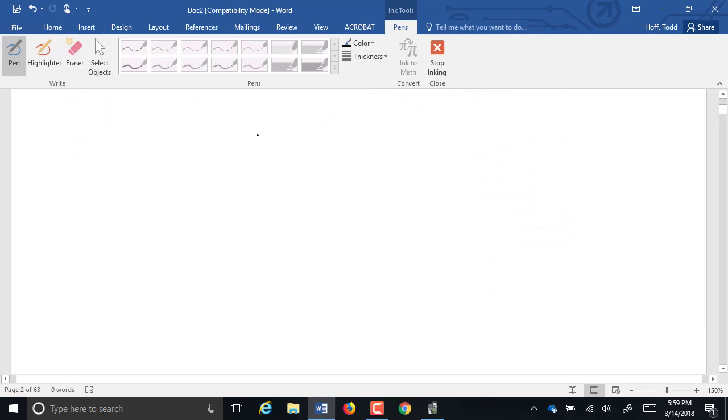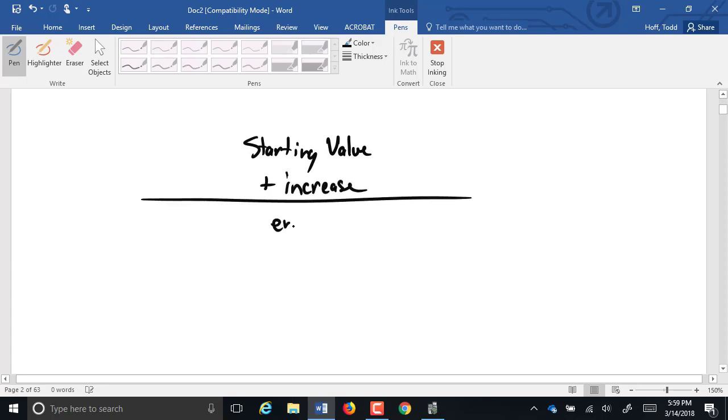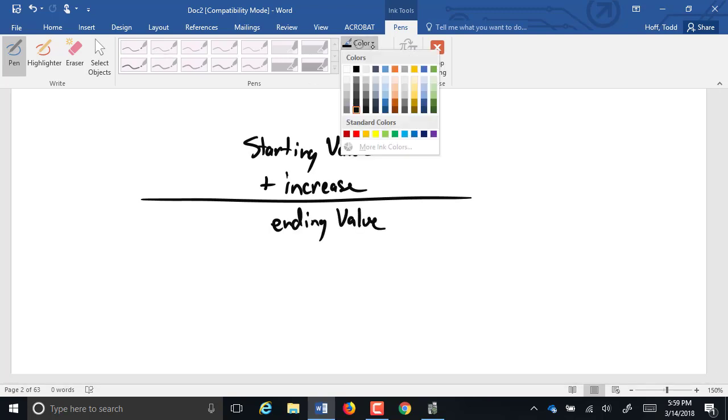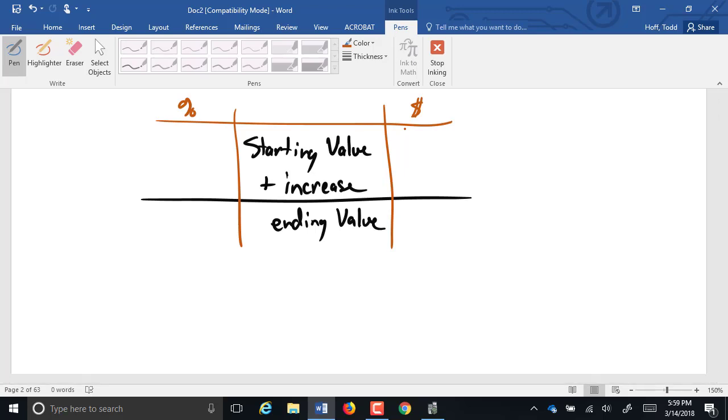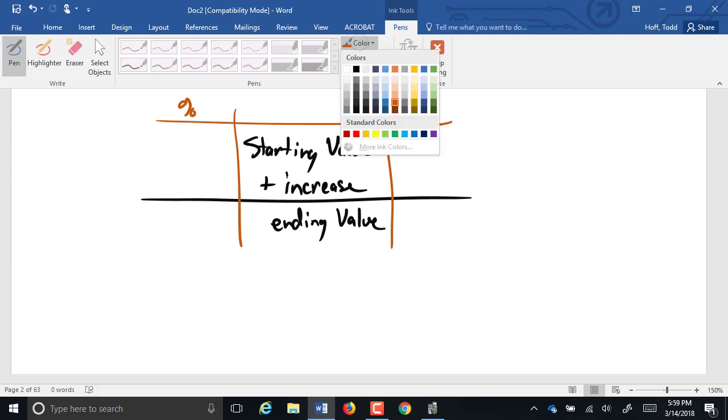Remember we did a table like this where we had some sort of a starting value? We added to it some increase, and we got an ending value. Does that look familiar? And we said each of those items is described by two numbers. One is a percent, and the other, in many cases, is a dollar amount. In most of our applications, it's always going to be a dollar amount. And we started with 100%, and we worked our way up from there.